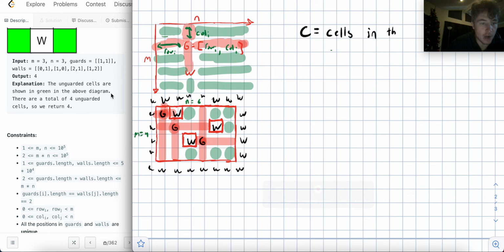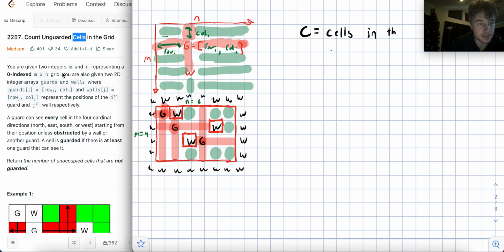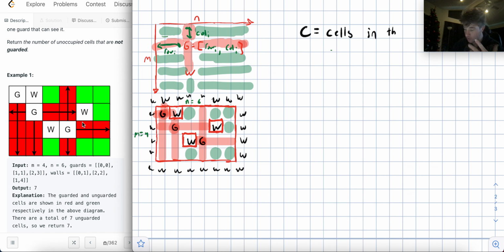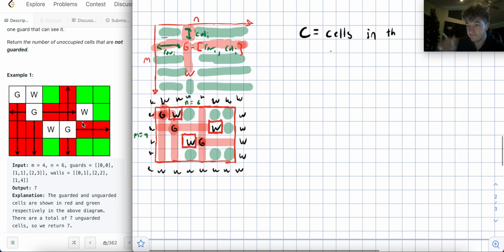Do they call it a grid? Always use the right language. It shows your interviewer that you're willing to use the nomenclature that they prompt you for. Cells in the grid. Okay.